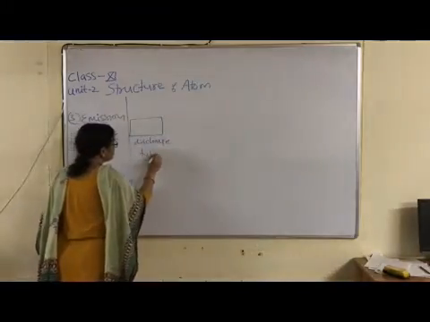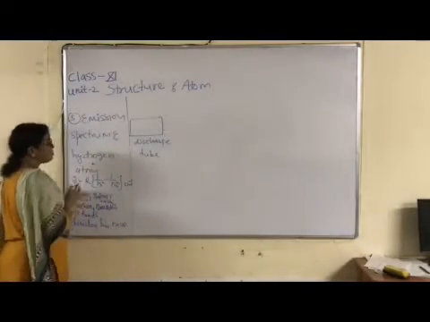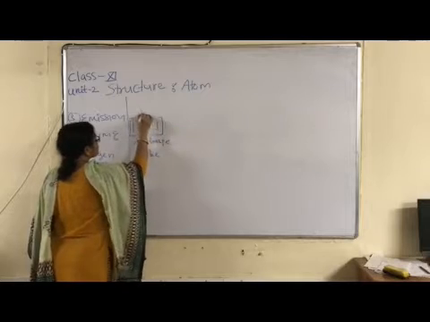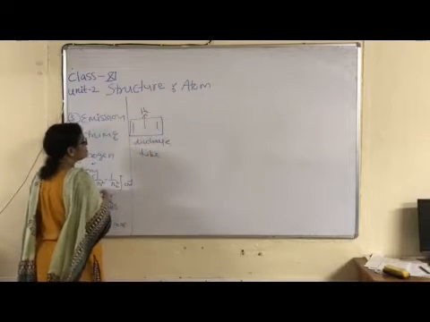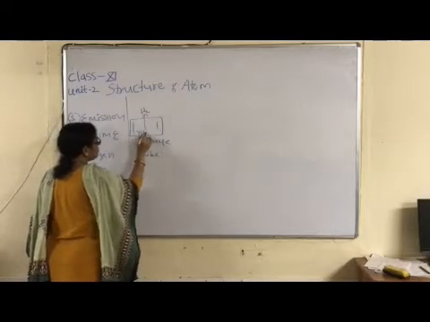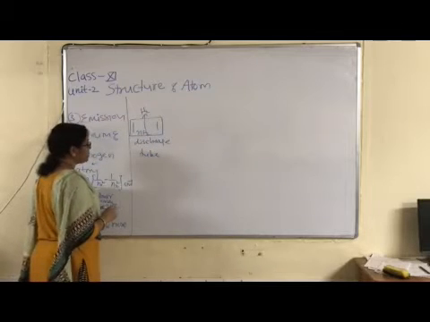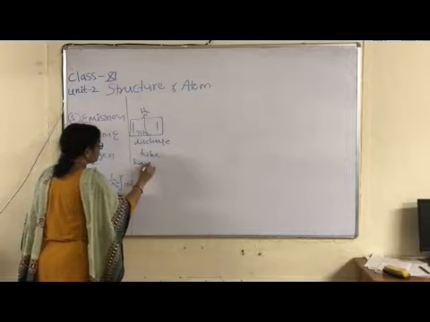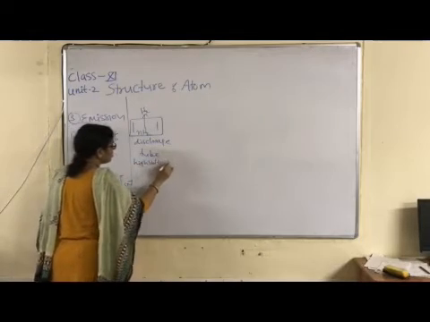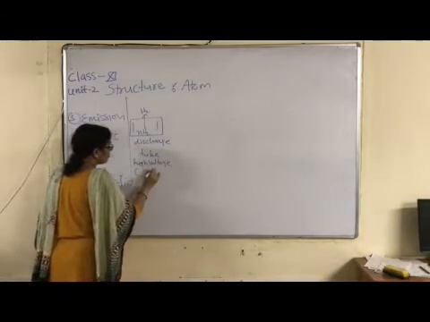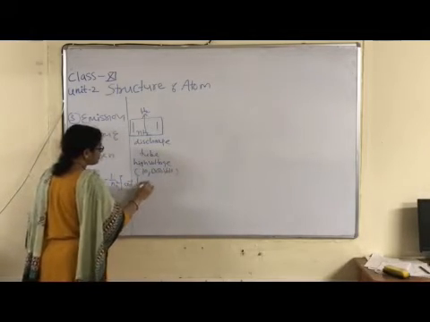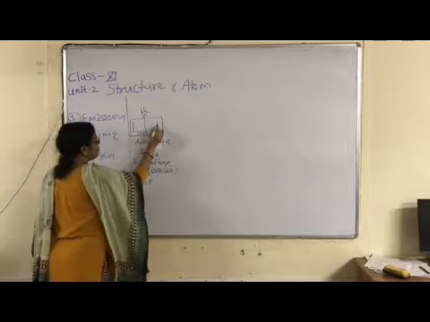What is taken in this discharge tube for the study of the emission spectrum of hydrogen? Hydrogen gas, right? N molecules of hydrogen gas are present in this discharge tube. Again, the same conditions are required: high voltage, which is 10,000 volts, and low pressure. Then what happens? Emission of radiations.